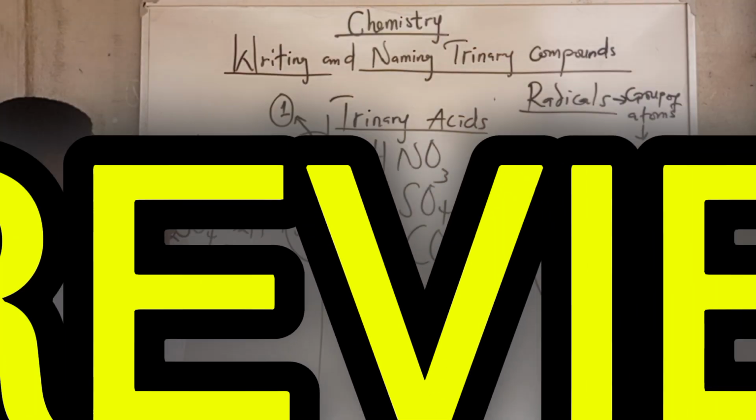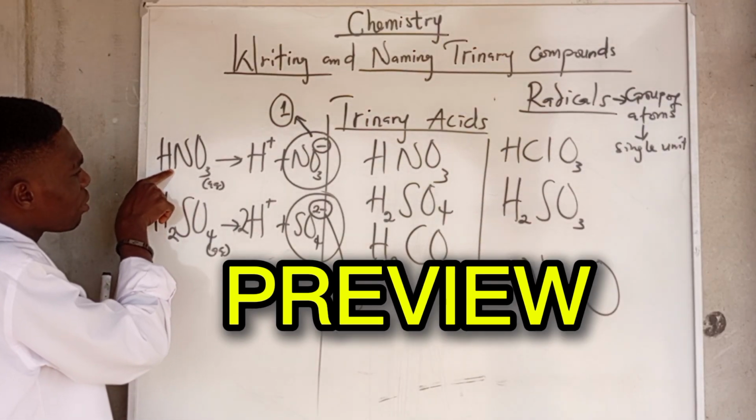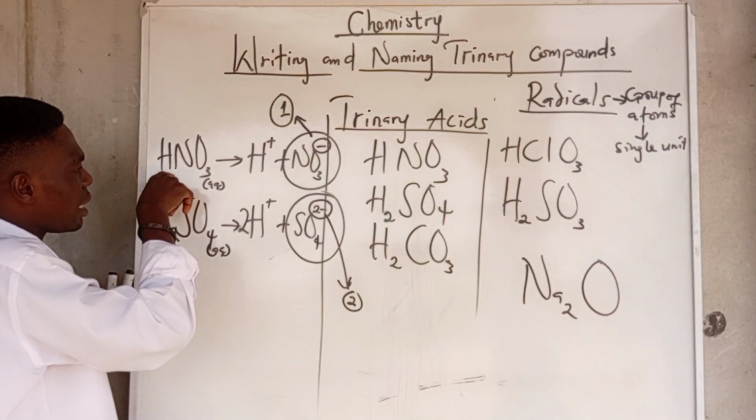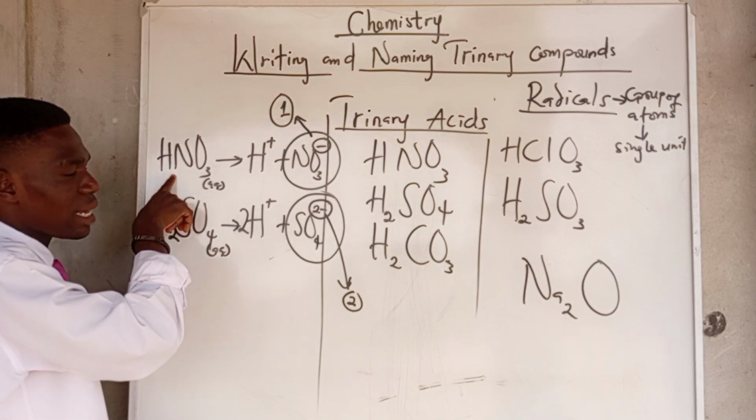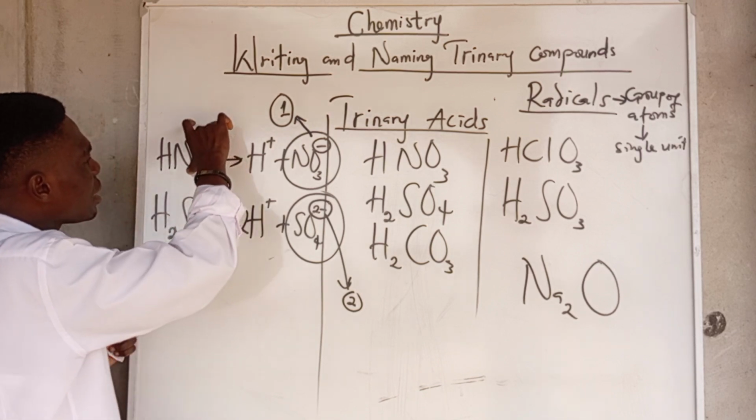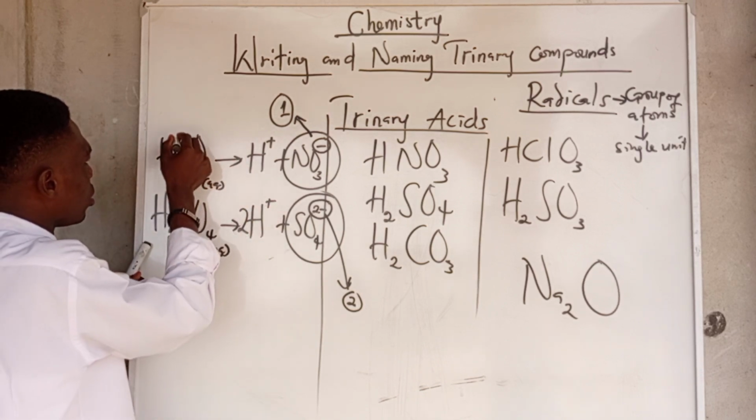So suggesting to us that since hydrogen has the subscript 1, this subscript 1 that hydrogen has is actually the valency of this radical.